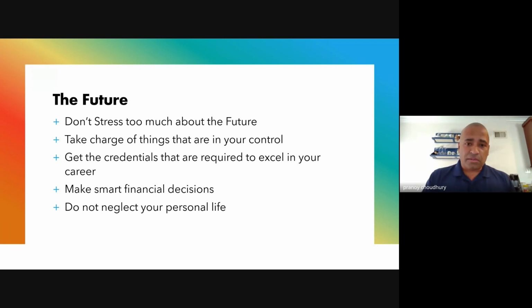Take charge of things that are in your control. One of the things I did is I had a lot of fun in undergraduate. I'll be honest with you. I mean, I got into trouble. Dr. Kiran Kumar probably saved me a bunch of times. But I got my act together in MS.